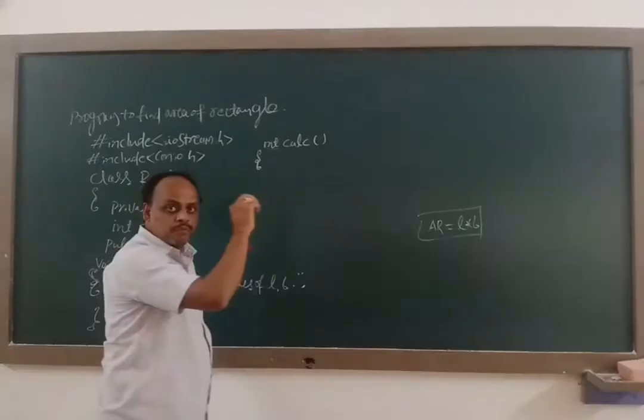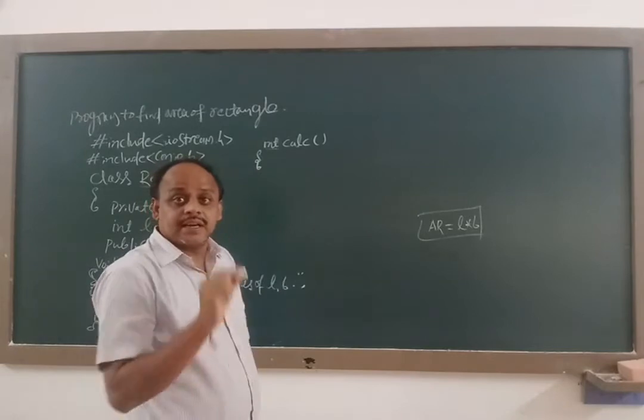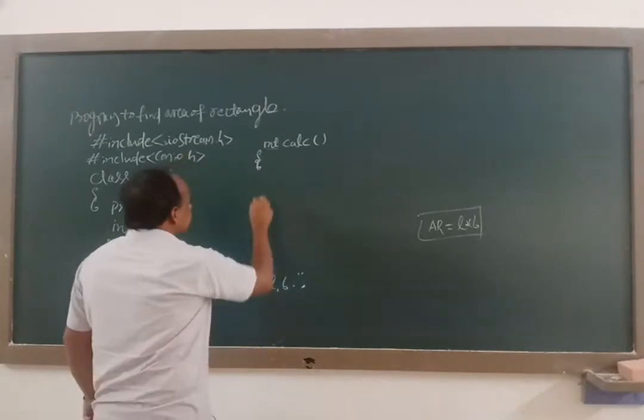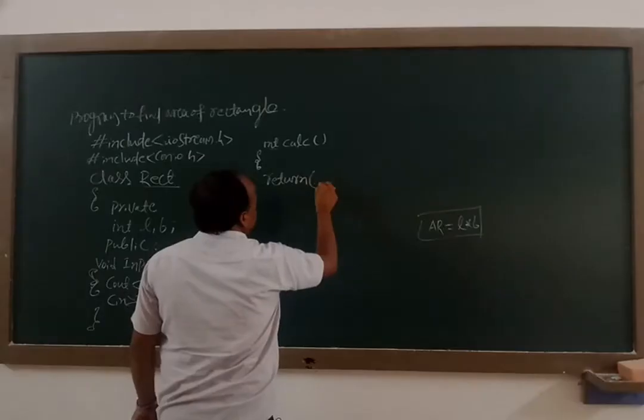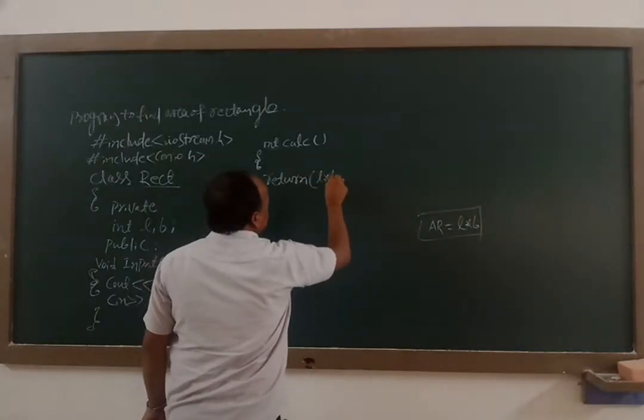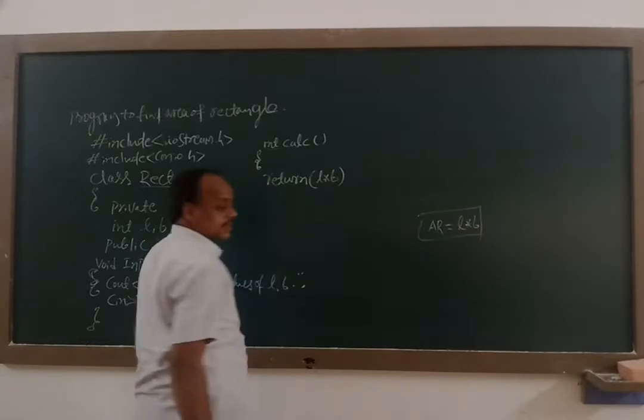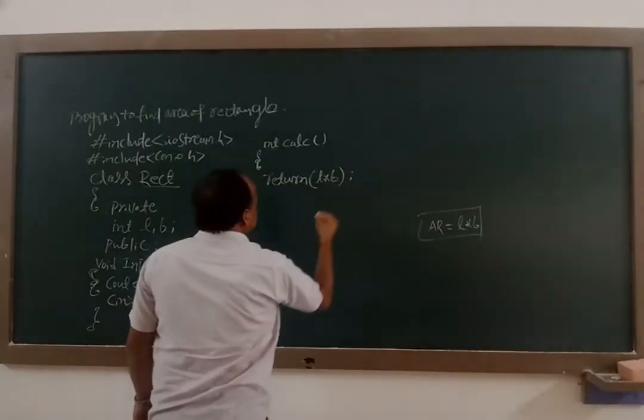So that value must be returned using a return statement. That's why I am considering return of L into B, semicolon.